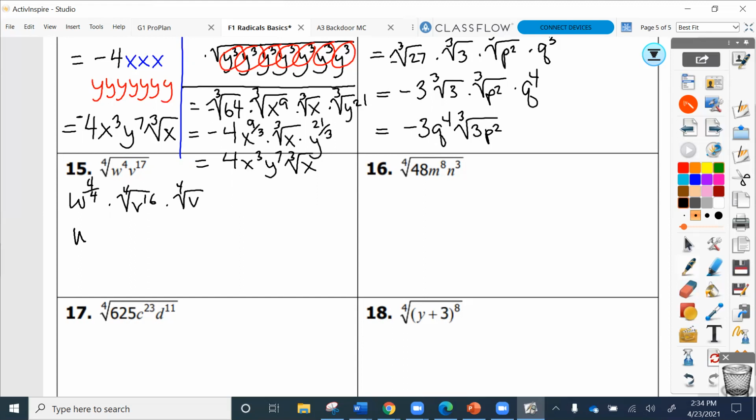So what we have here is w to the first power, or just w, times v to the 16 divided by 4, times the 4th root of v. Can't do anything with v to the first because you'd have to have 4 of them to remove it. So simplified, this would just be w v to the 4th, since 16 divided by 4 is 4. And then we would multiply it by the 4th root of v.